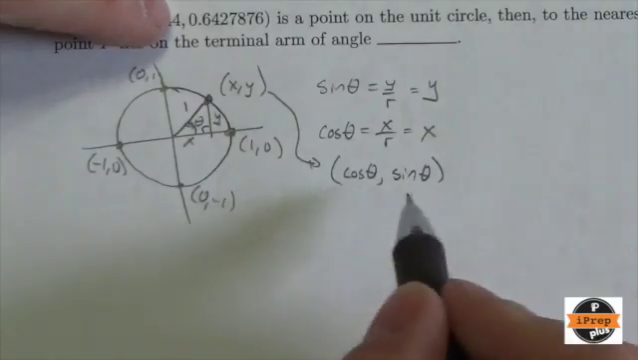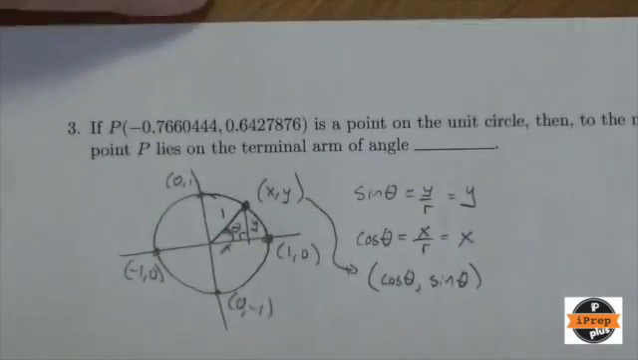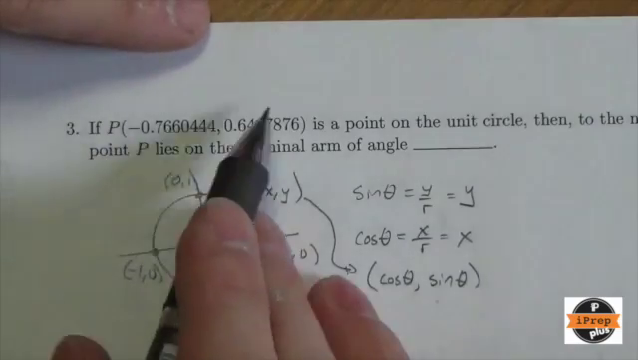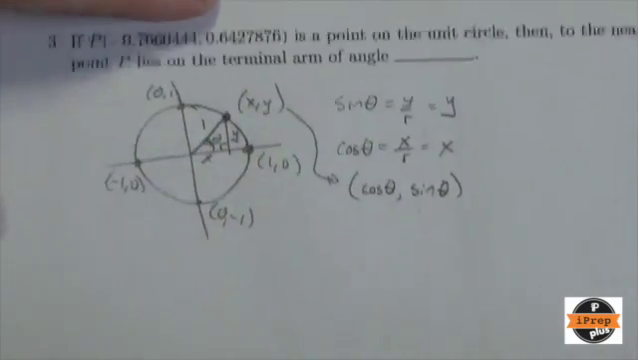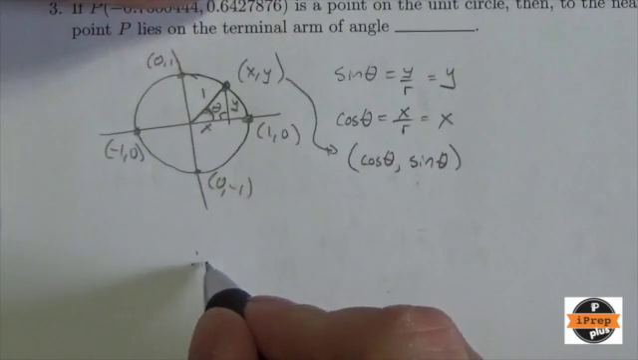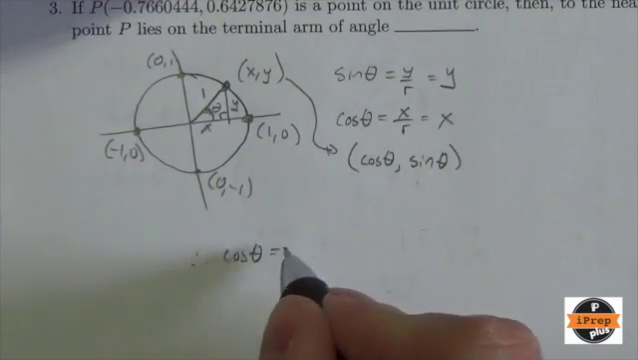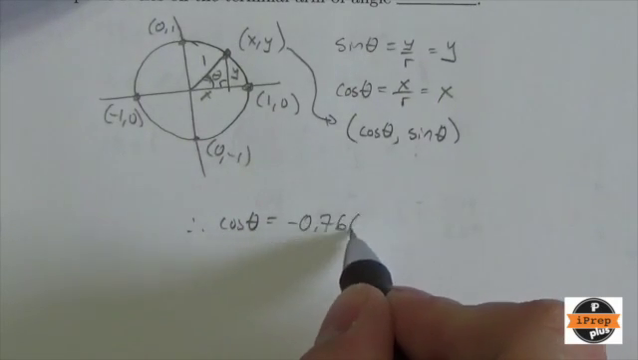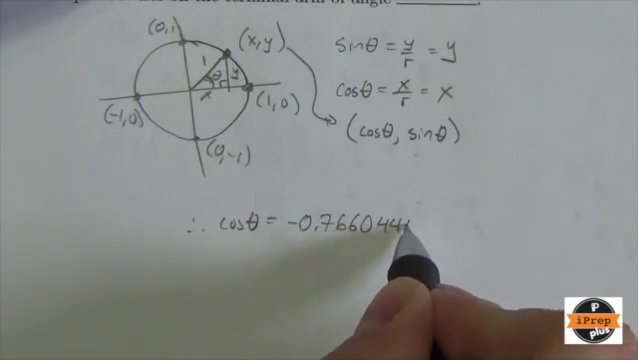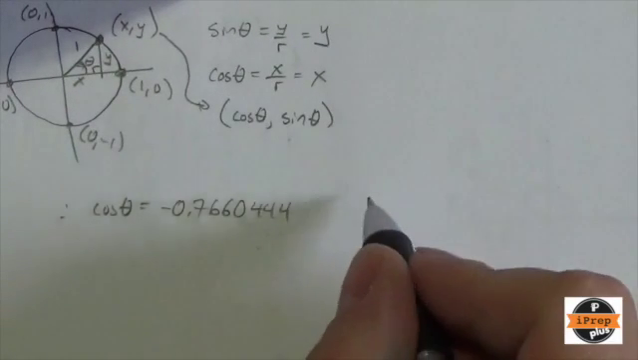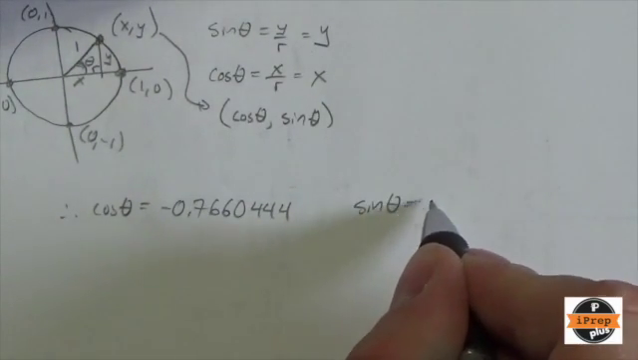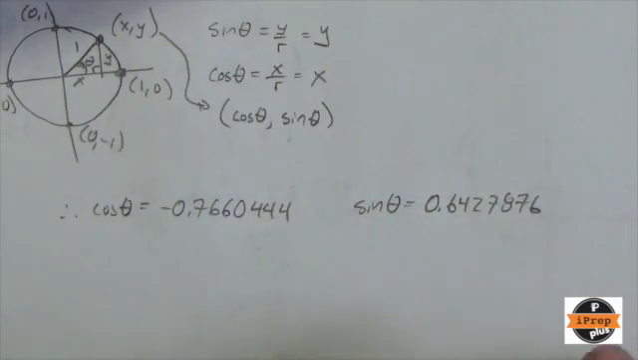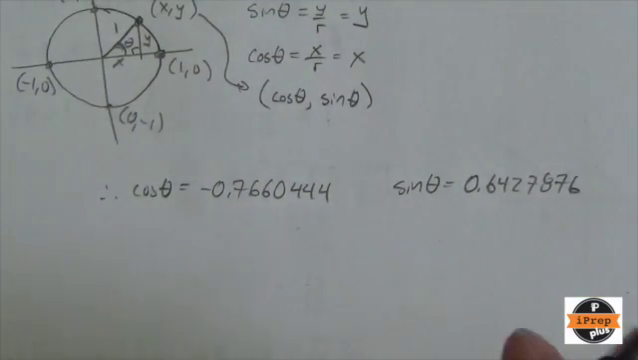So anyway, with that in mind, what we know is that this number right here ends up being the cosine of the angle, and this ends up being the sine of that angle. So therefore, we know that the cosine of the angle that we're interested in here is going to be this negative 0.76604444. Additionally, the sine of the angle is going to be 0.642786.